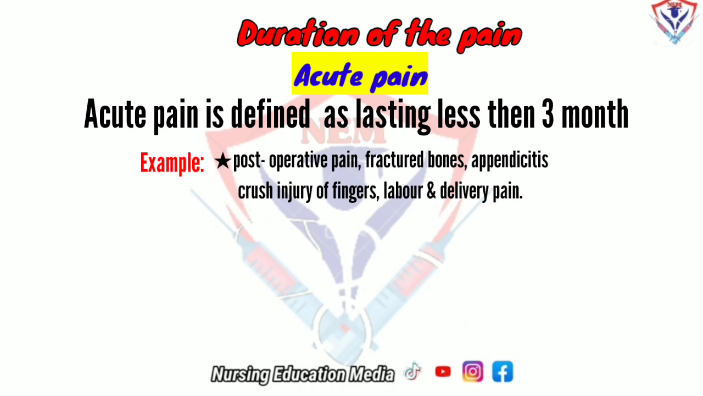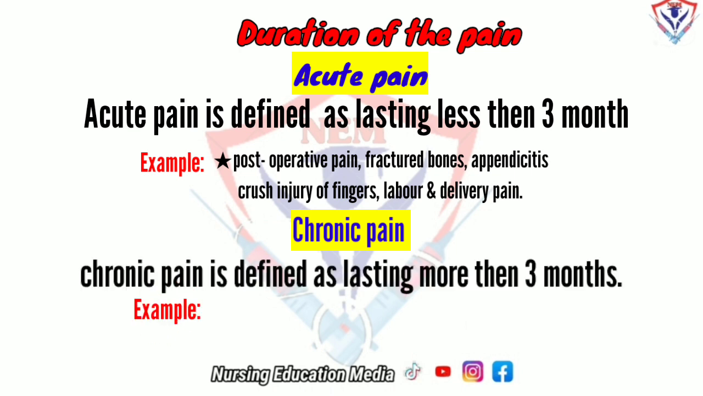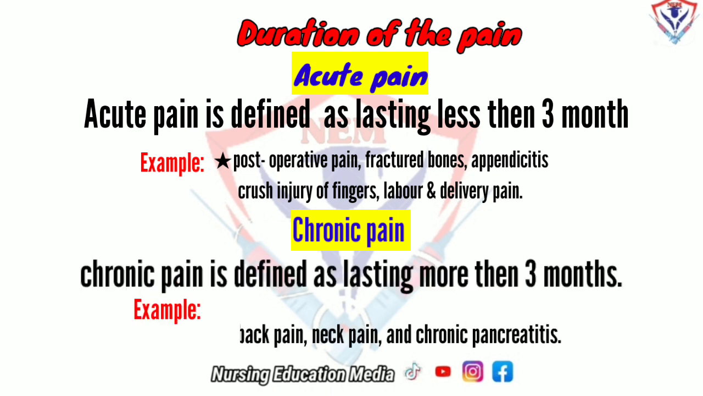Chronic pain is defined as lasting more than 3 months or beyond the expected course of an acute disease or after complete tissue healing. A few examples of chronic pain include low back pain, neck pain, and chronic pancreatitis.